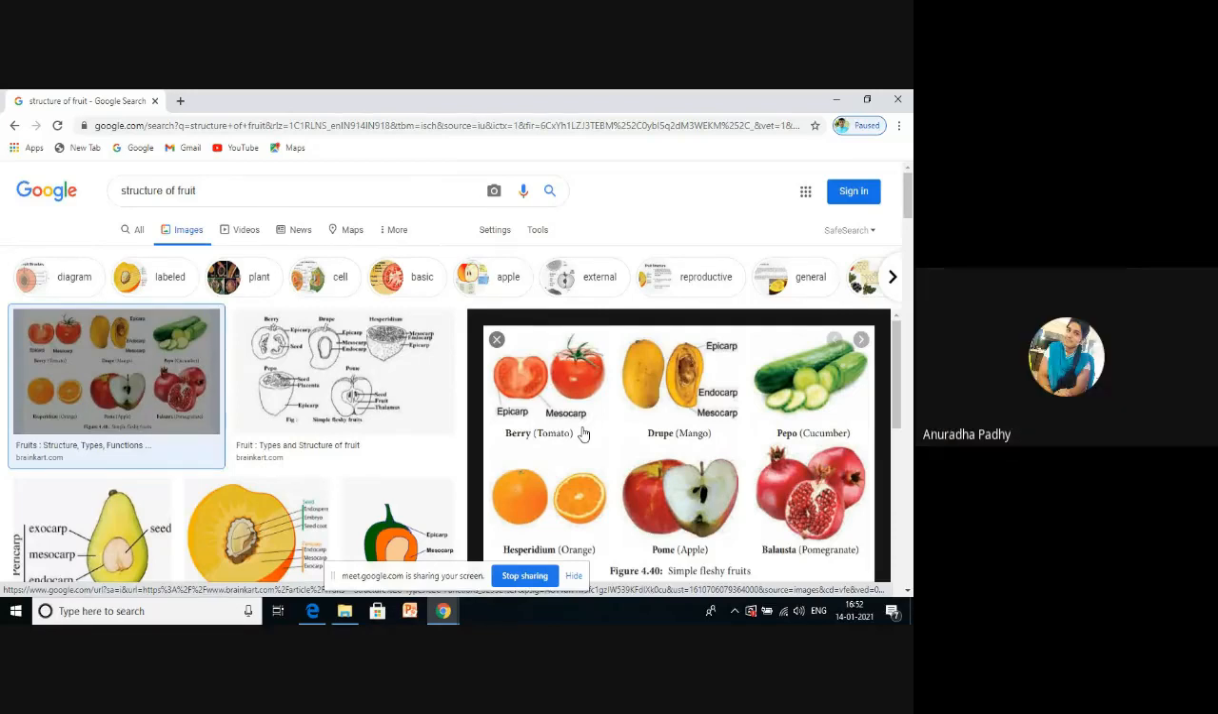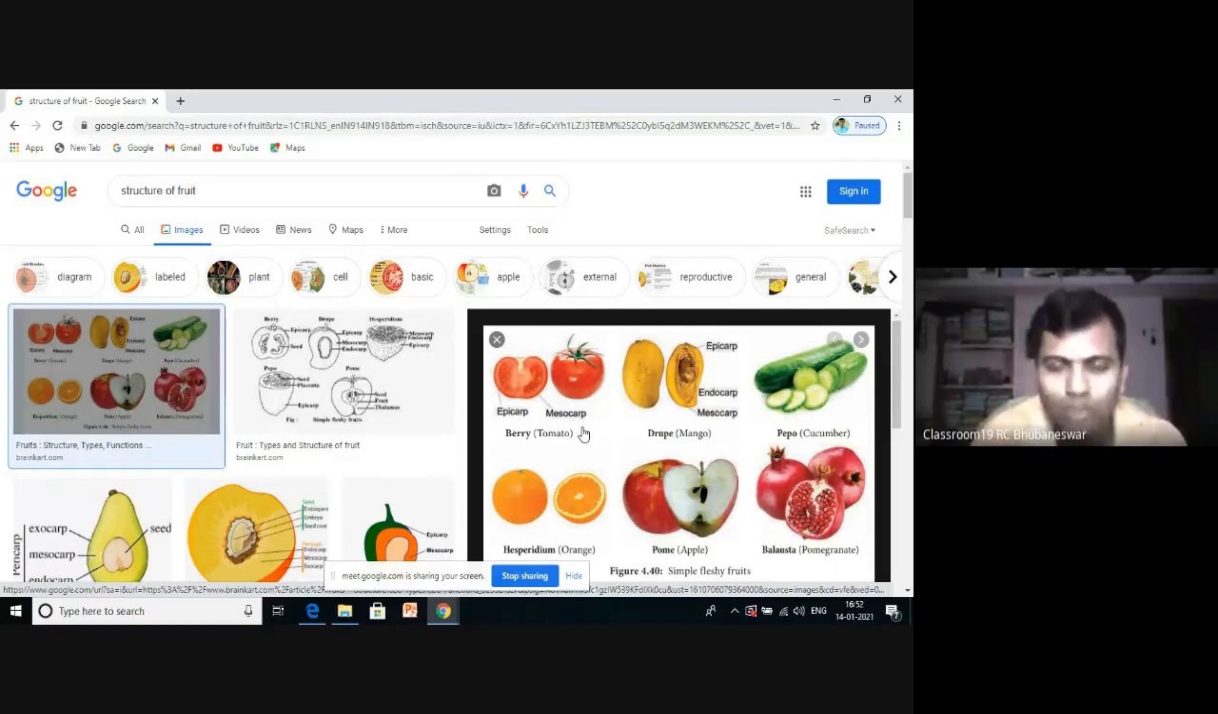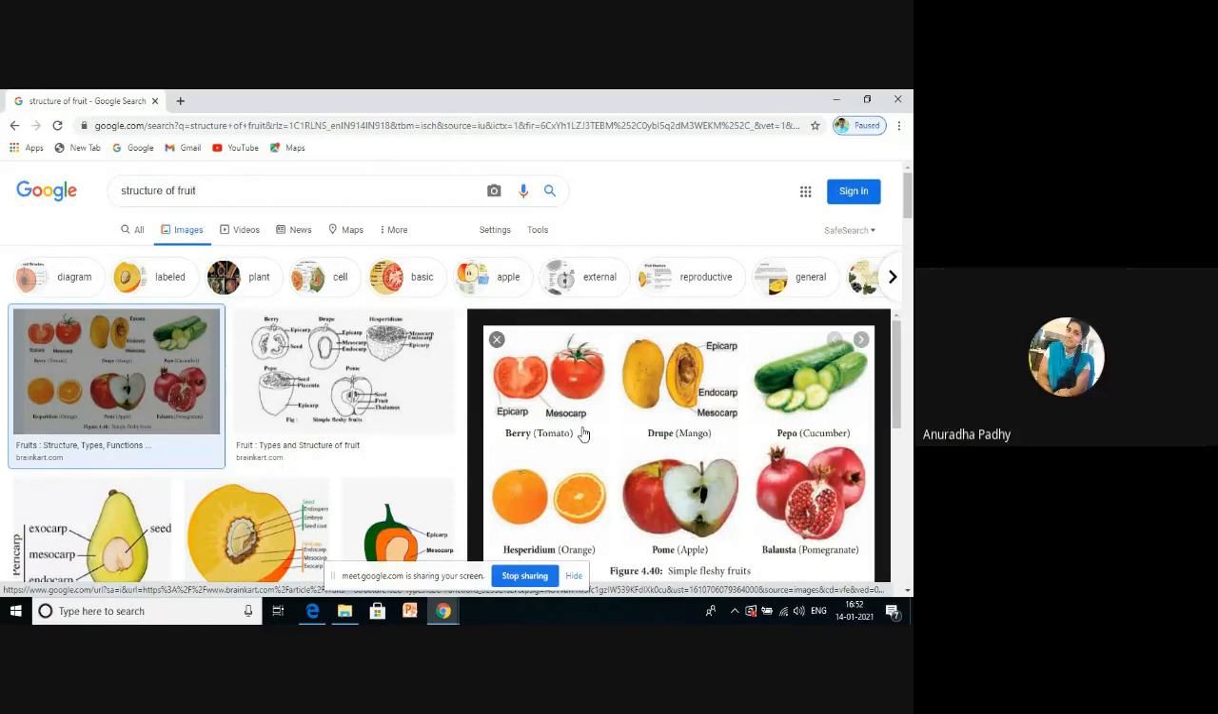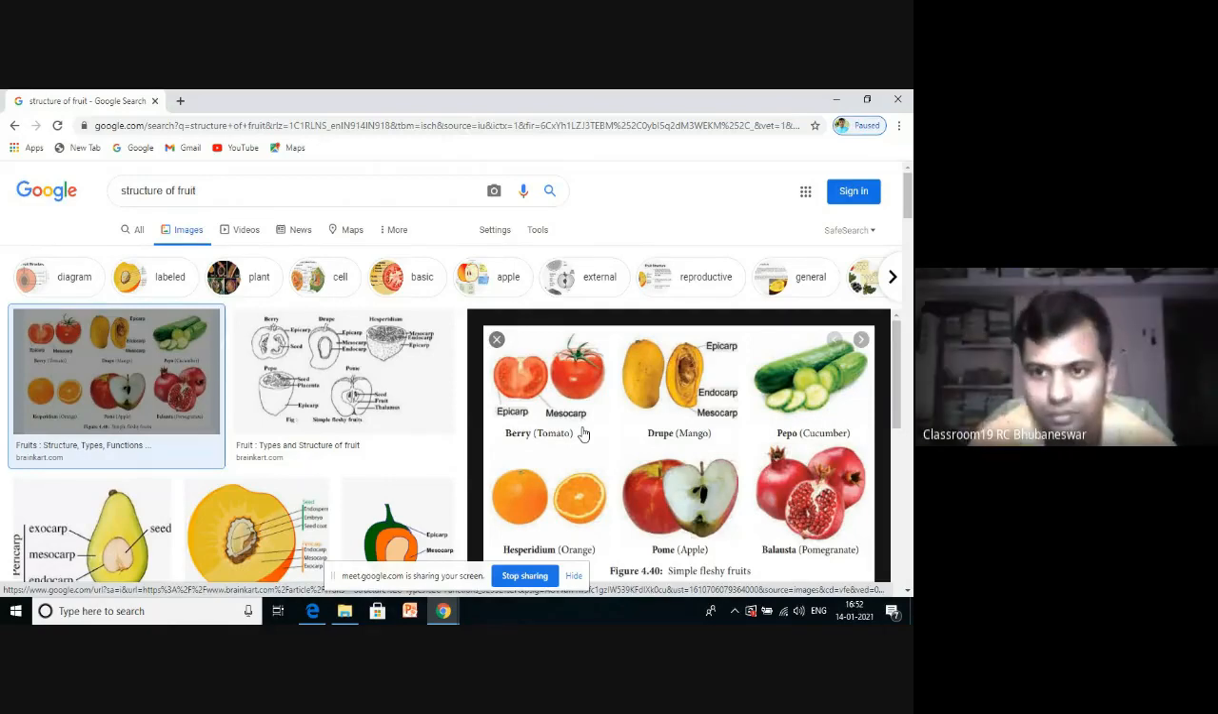In brinjal, whatever is present around the seed is known as fruit. Okay, sir. The fruit is technically known as pericarp.